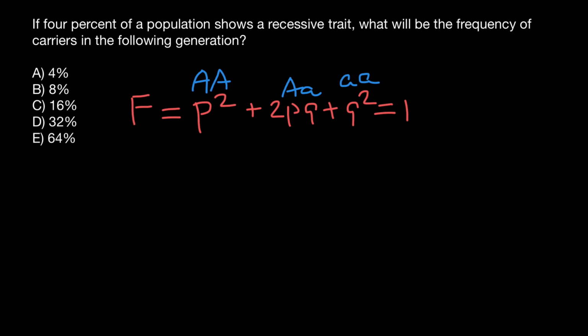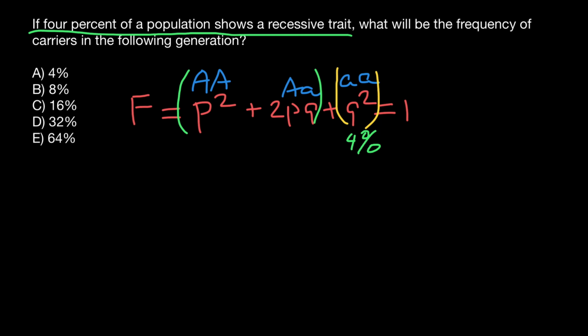And we have three genotypes here and two phenotypes. So these two genotypes would make one phenotype, and this genotype would make another phenotype. According to our problem, if 4% of a population show the recessive trait, that means these individuals have to be homozygous recessive. And we know that they are 4%. So 4% means 0.04 on the scale between 0 and 1.